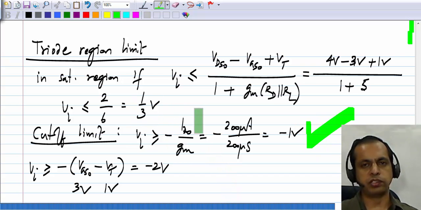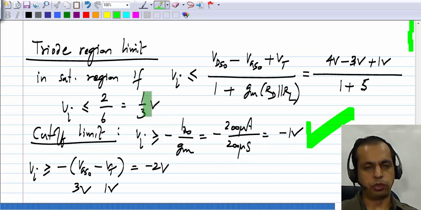So what this whole exercise is saying is that if Vi is between minus 1 volt and plus 1 by 3 volts, the transistor remains in the desired region of operation and everything works properly. But if it goes beyond these limits, then the transistor will either enter the triode region or the cutoff region. So this gives us a crude estimate of how large a signal we can apply.